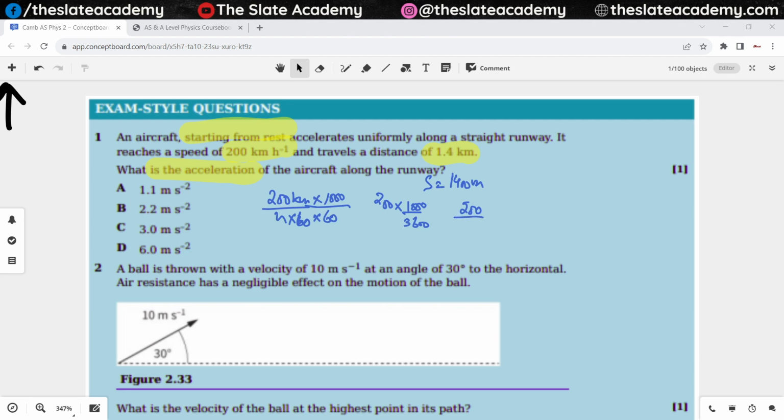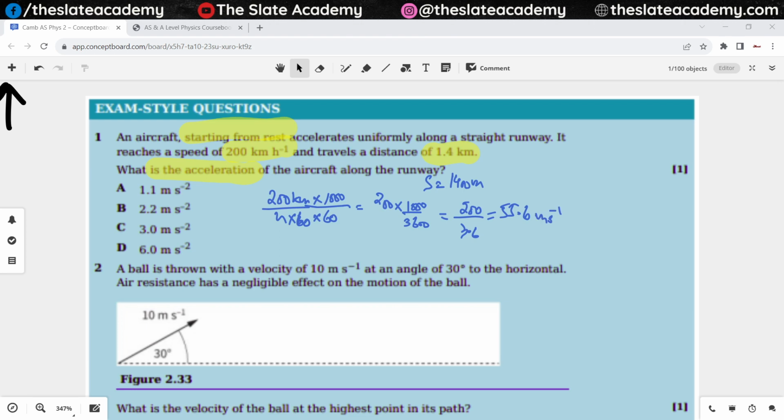So 200 divided by 3.6, right? So this gives me 55.55, 55.56. Yeah, 55.6, let's say. Acha. So I have got meters per second.